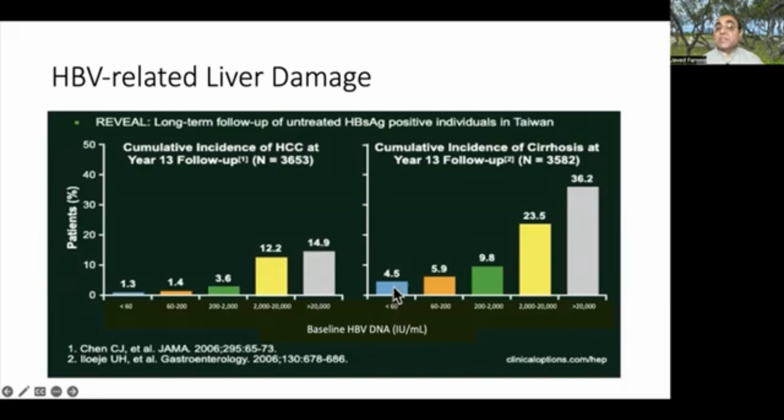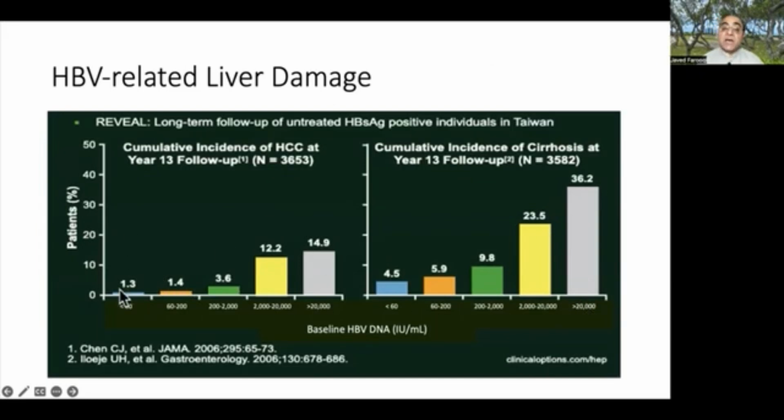Similarly, the risk of cirrhosis, when it was less than 60 units, it was 4.5. When it was 60 to 200, it was 5.9. When it was 200 to 2,000, it was 9.8. When it was 2,000 to 20,000, risk increased to 23.5%. And when it was more than 20,000, risk was 36%.